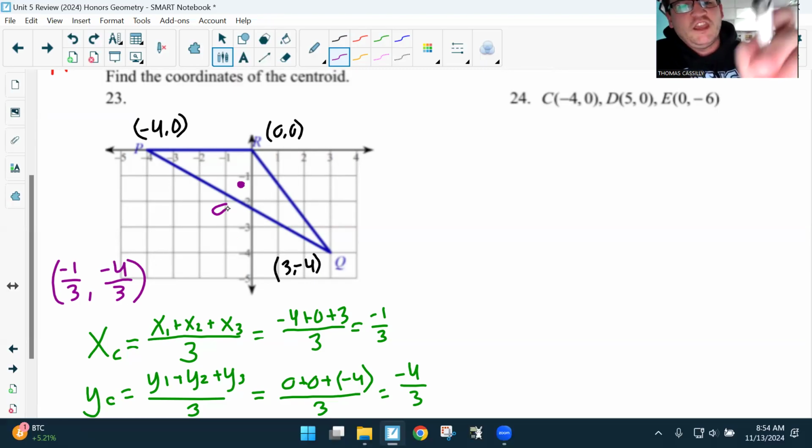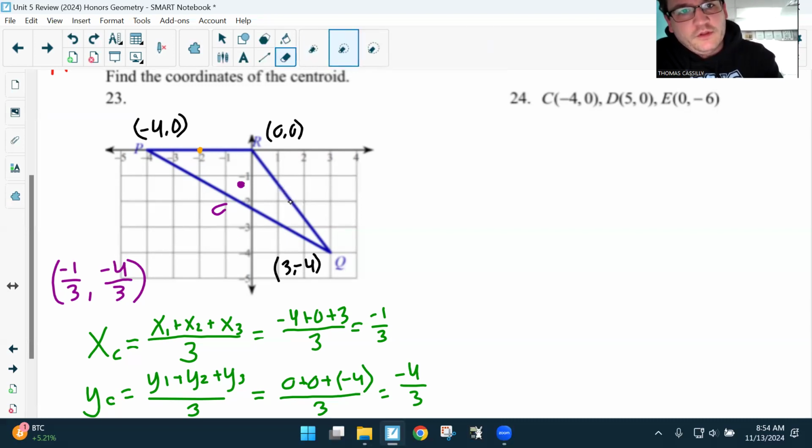Now, keep in mind, what does a centroid do? It connects the midpoints. So here's a midpoint of PR. Here is roughly a midpoint of RQ. I think it should be a little bit lower. It's going to be right here. And then the midpoint on this guy is going to be roughly right there. So if we make all of these medians, I connect the midpoint with the vertex.